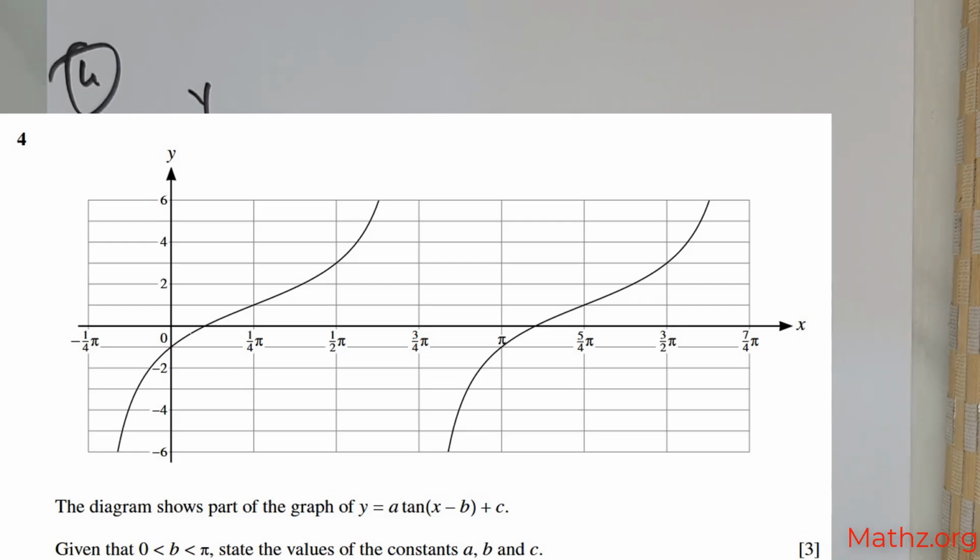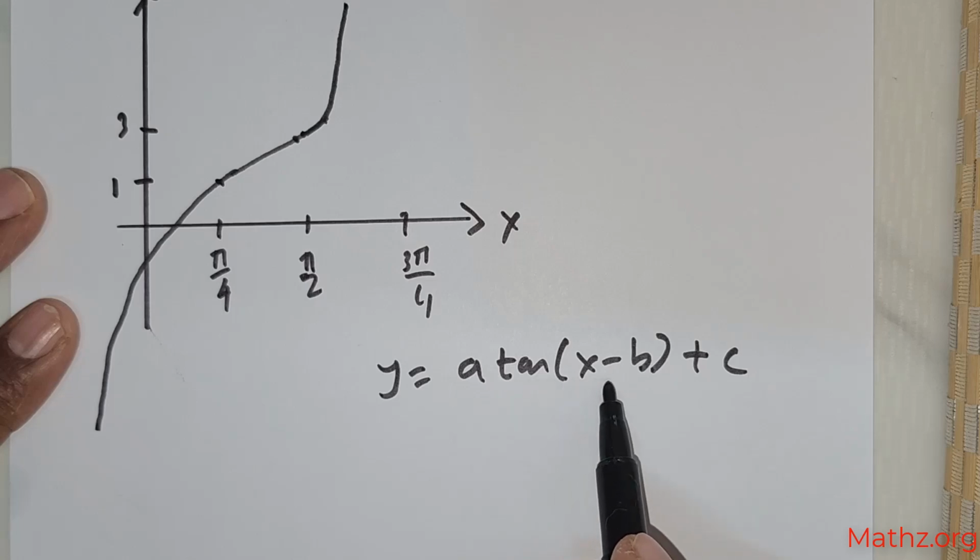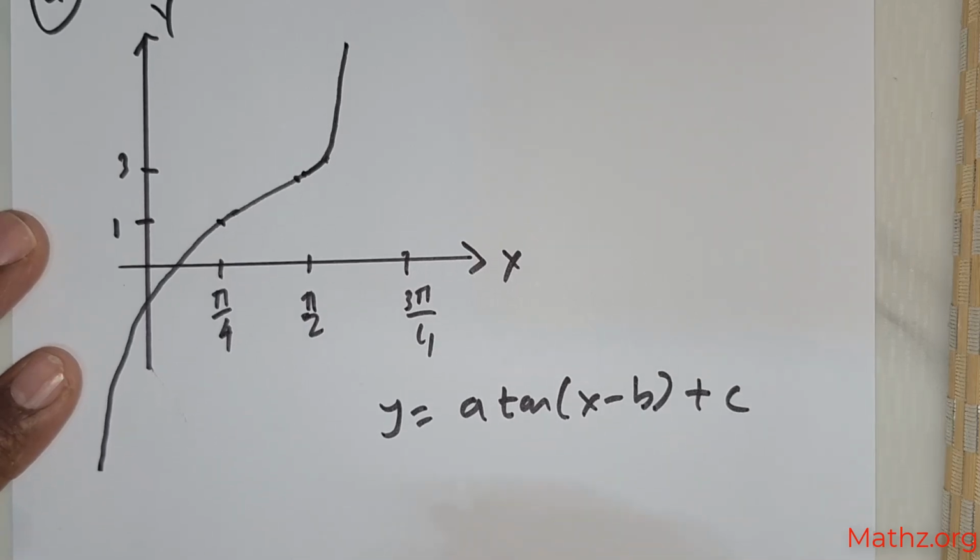So students, this is question number 4. We've been given a graph. It is y is equal to a times tan of (x negative b) positive c. Now there are a few things you need to know.